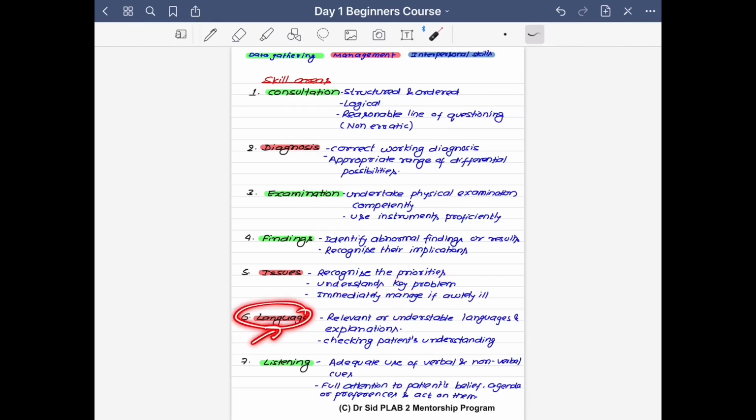Another thing is language. It does not mean that your language should be of good accent, you should use the good vocabulary, but it just means that your language should be relevant and understandable. You are not using medical jargons quite a lot. You are explaining it in the understandable way and you are checking the patient's understanding at the same time, asking questions like, are you following me? Are we on the same page? Are you happy to try this and that? Okay. Listening. If you are doing the adequate use of the verbal and the non-verbal cues, you are getting good marks in the listening. Okay, so what is about the verbal and non-verbal cues?